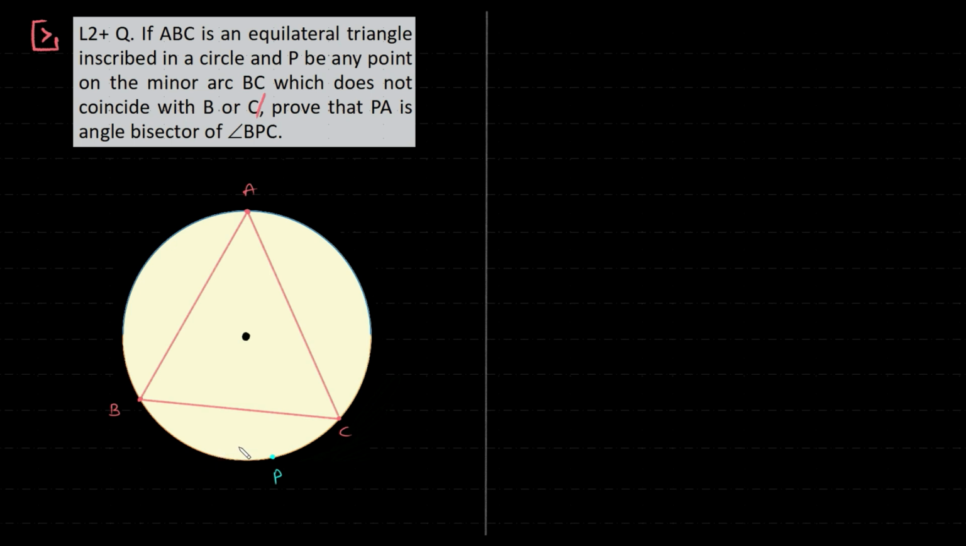So we have to prove that PA, okay, let's join this to understand what is happening. This particular line is an angular bisector of PBC. So PBC is this. First thing first, before we proceed with anything, since we are talking about angular bisector, we need to discuss the angles of the equilateral triangle. Each of these angles will be equal to 60 degrees. So 60, 60 and 60. It's an important fact.